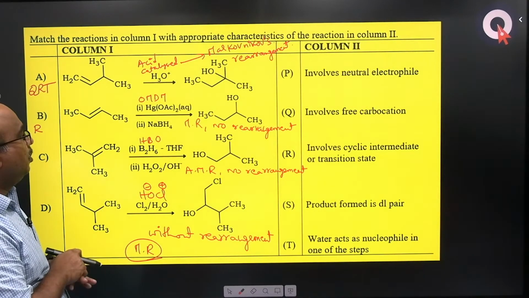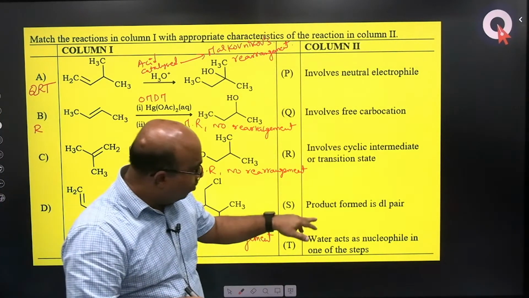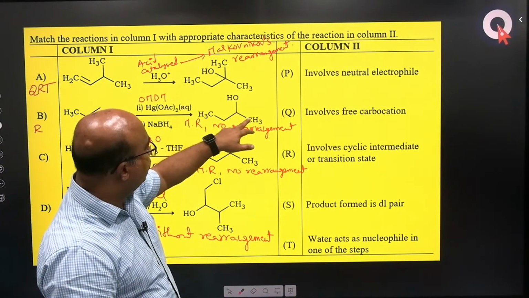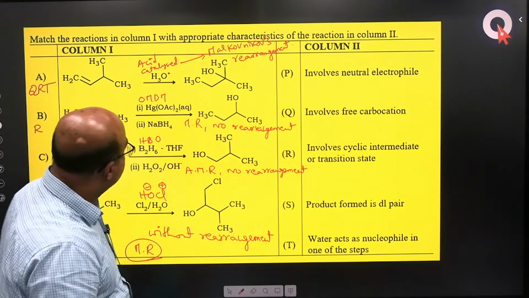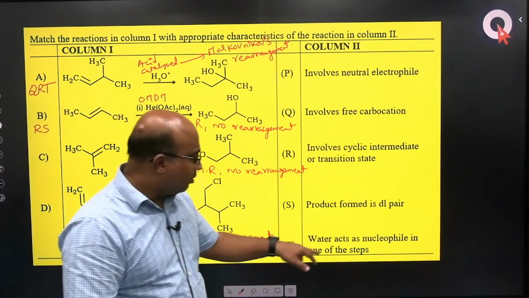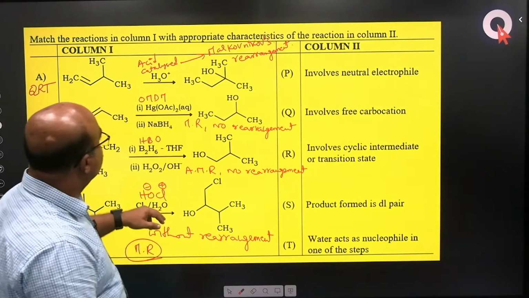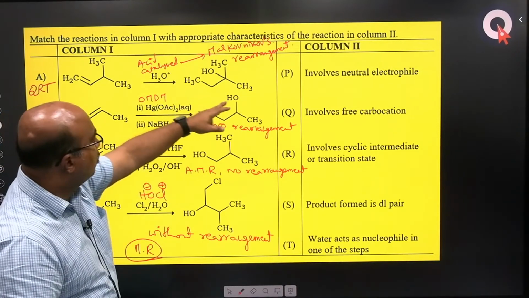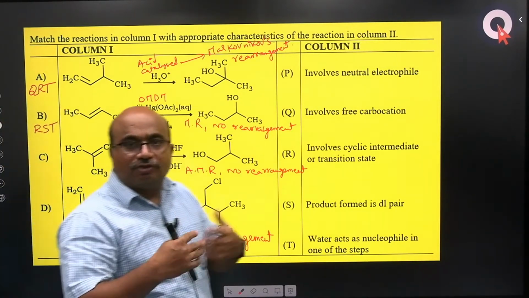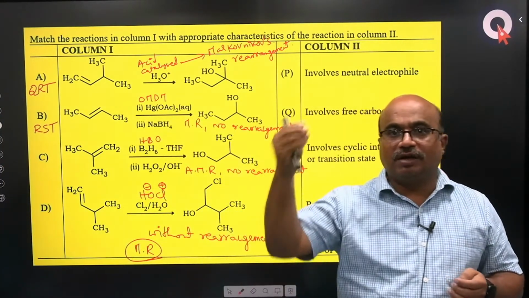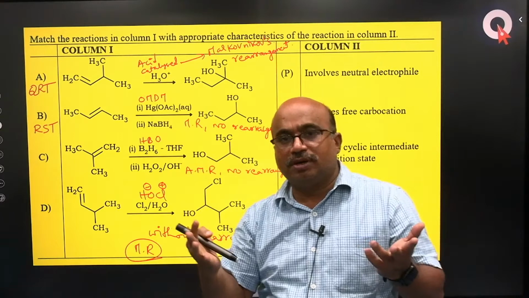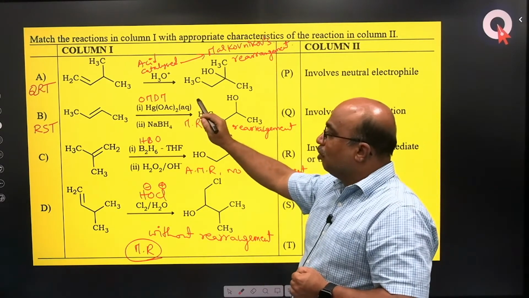Clear? Next, product formed is a DL pair. So this carbon will become a chiral carbon now, because H is there, OH is there, CH3 is there, and ethyl group is there. So this will involve DL pair there. And water acts as a nucleophile in one of the steps. Yes, because here you have water that attacks and converts into OH. So that also exists here. So the OMDM process, you just go through first. Where water is there, it will attack that cyclic intermediate. Then that carbon will become like OH carbon. So water is your nucleophile in this process.